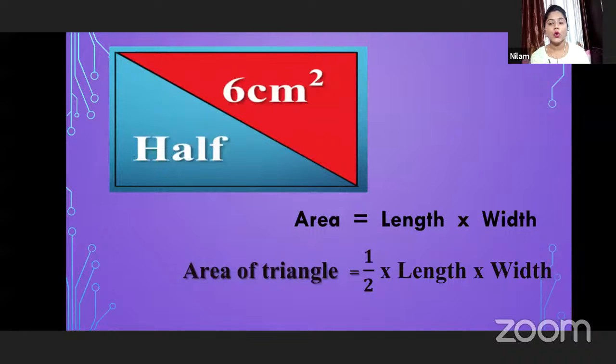Okay. So from the original formula, area equals length times width, we get the formula of area of triangle, which is half times length and width. I hope everybody is understanding what I am telling, how we derive the formula of triangle. Okay, I will repeat it one more time. Just concentrate and listen carefully. Area of triangle is equal to half times length and width.